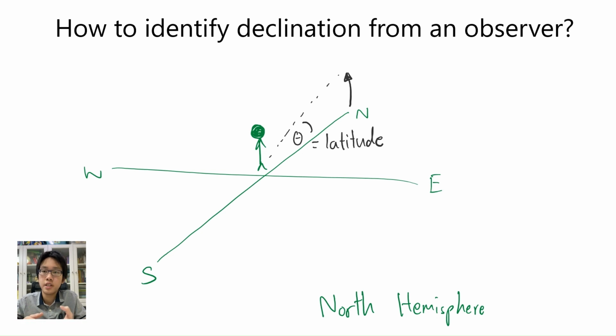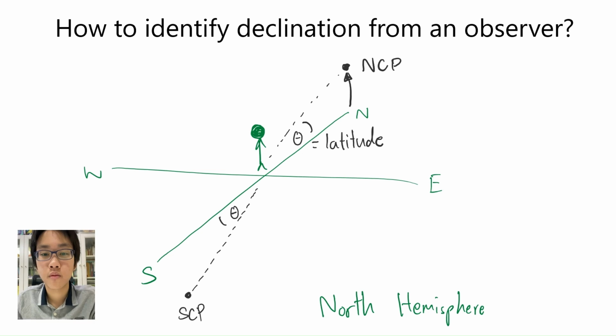At that point, it would be an NCP, or North Celestial Pole, and just directly backward from the North Celestial Pole, that one is going to be the South Celestial Pole. It's going to be under the ground, but yes, that point is going to be the South Celestial Pole.